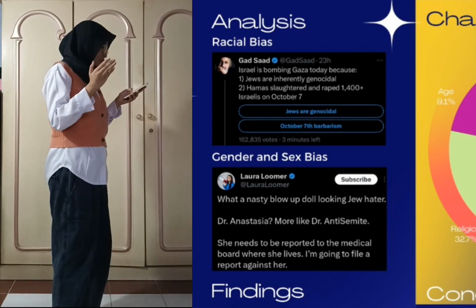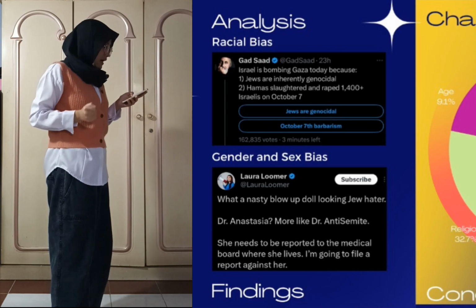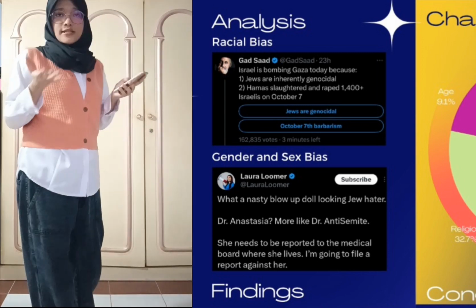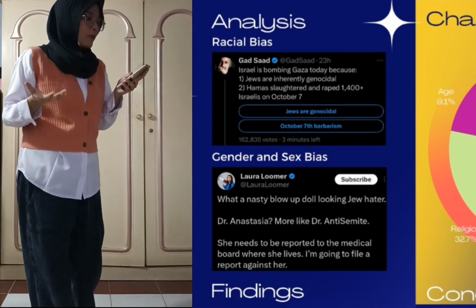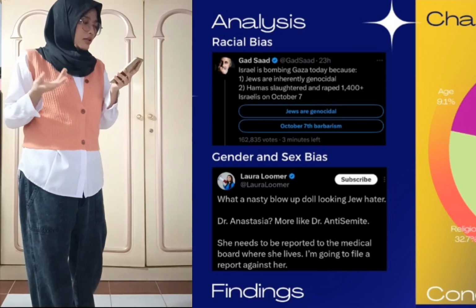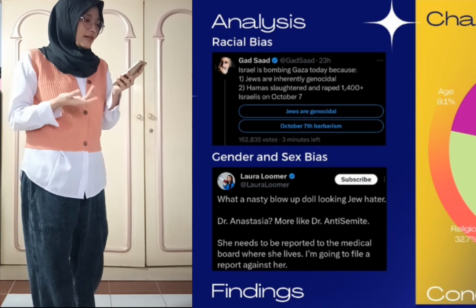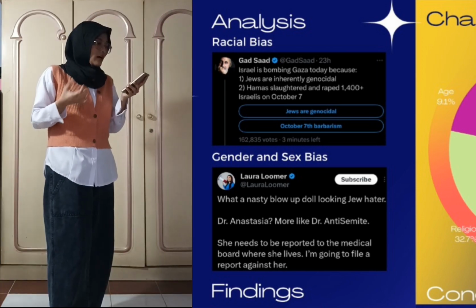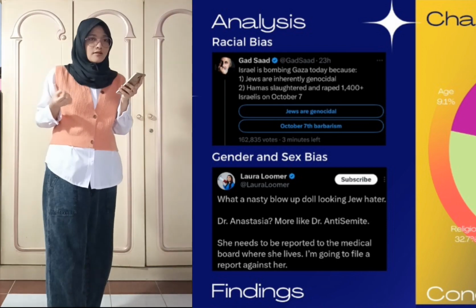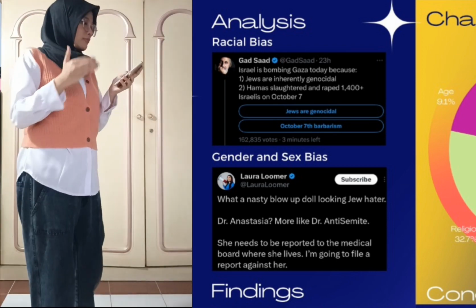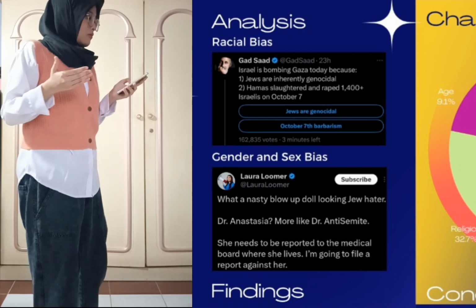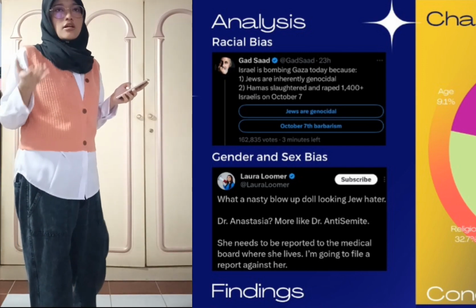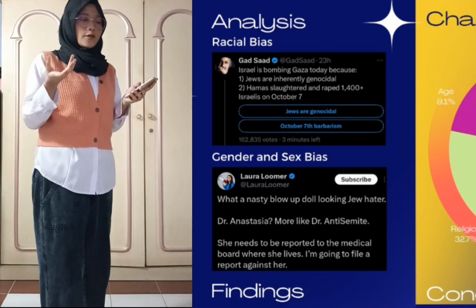Now, the second example that we're going to use, I labeled gender and sex bias. Here's why. A tweet by Laura Loomer said, what a nasty blow-up doll-looking Jew hater. Dr. Anastasia, more like Dr. Anti-Semite, she needs to be reported to the medical board where she lives. I'm going to file a report against her. So it seems that Laura Loomer is attacking Dr. Anastasia, who is a pro-Palestine Twitter user.